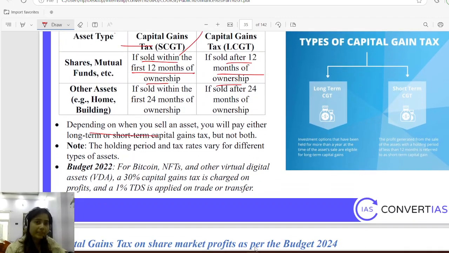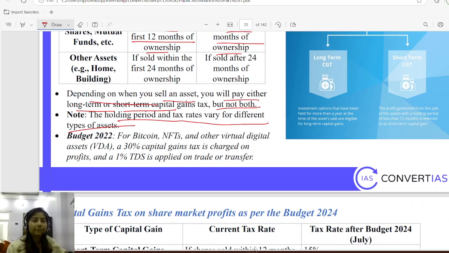Depending on when you sell an asset, you will pay either long term or short term capital gain tax, but not both. The holding period and tax rate vary for different types of assets. In Budget 2022, Bitcoin, NFT, or other virtual digital assets were charged a 30% capital gain tax and 1% TDS applied on a trade or transfer.